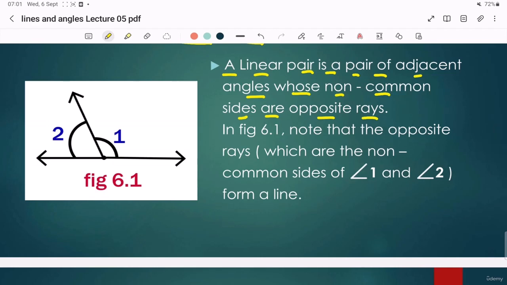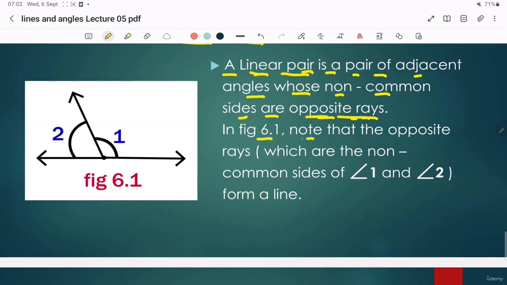We know what adjacent angles are. We have studied adjacent angles in the previous video. Adjacent angles must fulfill three conditions. That is, they must have a common vertex, they must have a common arm, or you can say common side. Third, non-common arms, or you can say non-common sides, must be on either side of the common arm. A linear pair is also adjacent angles, but their non-common sides must form opposite rays.